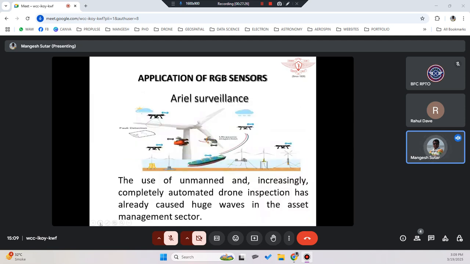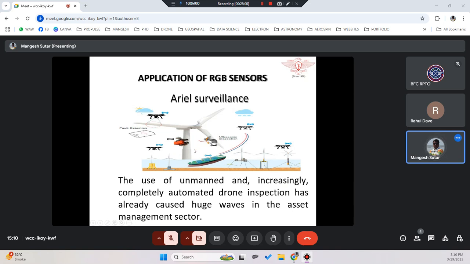Like I talked about aerial surveillance also, it can be done on windmills. It can detect faults on the windmill wings or blades, or on a ship, or on telecom towers or power line towers, or even at sea, it can be monitored. So these uses of unmanned and increasingly completely automated drone inspection have already caused huge waves in the asset management sector.